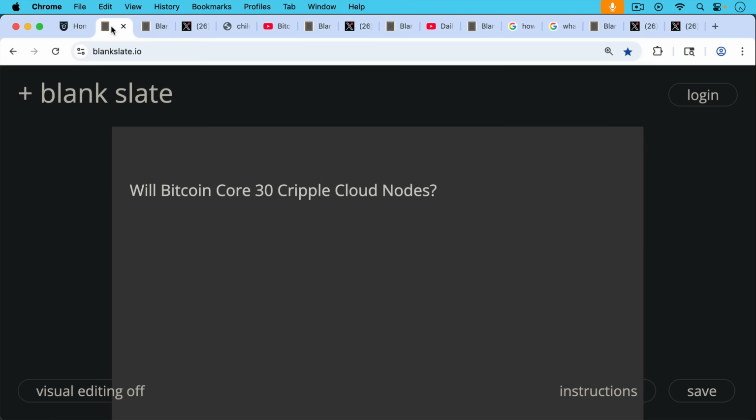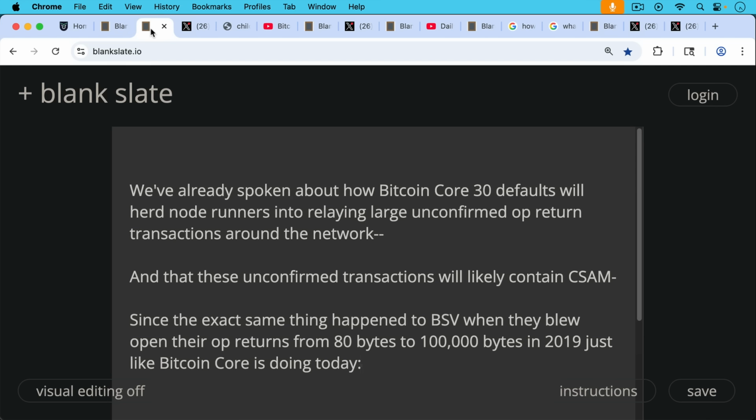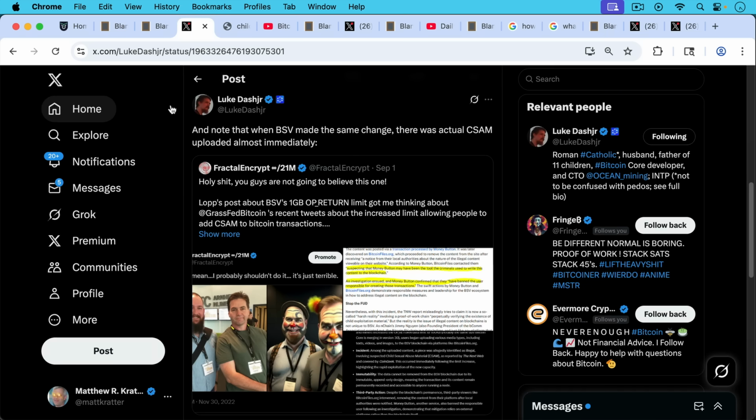Today I want to answer the question, will Bitcoin Core 30 cripple cloud nodes? We've already spoken about how Bitcoin Core 30 defaults will herd node runners into relaying large unconfirmed OP_RETURN transactions around the network, and that these unconfirmed transactions will likely contain CSAM. The exact same thing happened to BSV, which is a failed fork of Bitcoin, when they blew open their OP_RETURNs from 80 bytes to 100,000 bytes in 2019, just like Bitcoin Core is planning to do today with the next release.